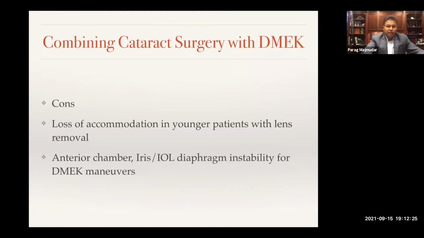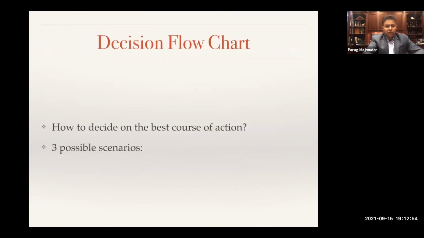And so once you've mastered those, then I think you can tackle doing a combined procedure, because there's no doubt there is definitely more instability of the anterior chamber. The iris and IOL diaphragm is much more trampolining when you're trying to make your maneuvers. And so I think that's something that has to be taken into consideration. As you get more comfortable with both procedures and combining them, of course, this doesn't become as big of an issue, but certainly in the early learning curve, this is something to take note of. So how do you best decide on the course of action, right?